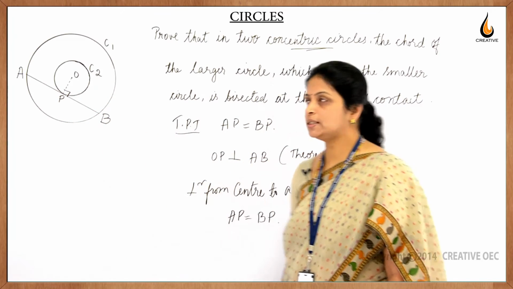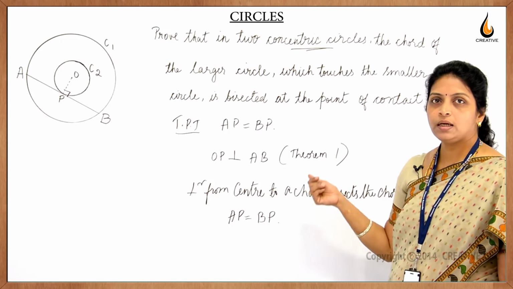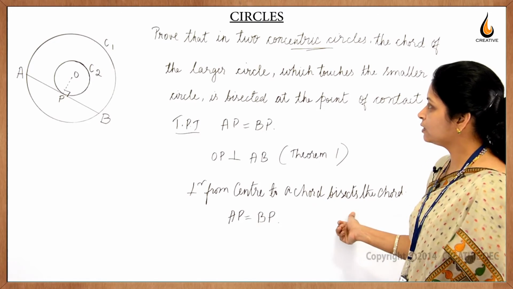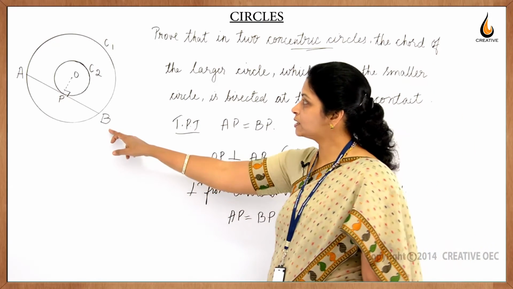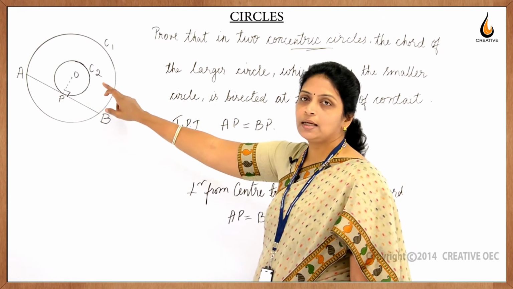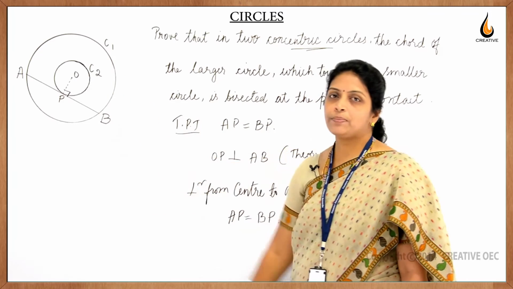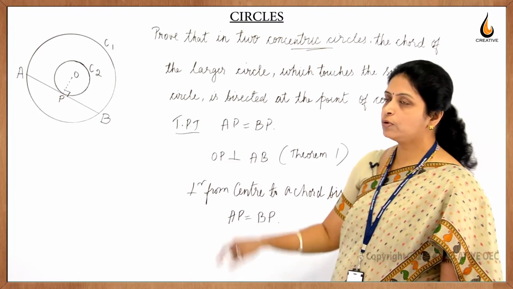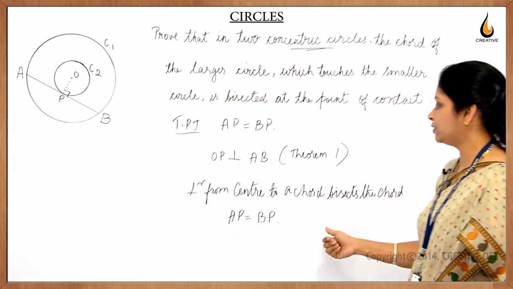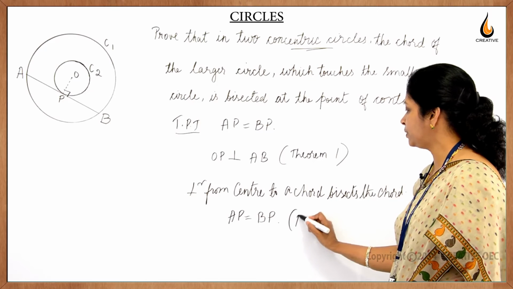Now, according to another property, a perpendicular drawn from the center of a circle to a chord of the circle will always bisect the chord. So, according to that property, because AB is a chord of circle C1 and OP is the line drawn from the center to AB, it will be perpendicular to AB and therefore it will bisect AB. Therefore, we can say that AP is equal to BP. This is the proof for this example.